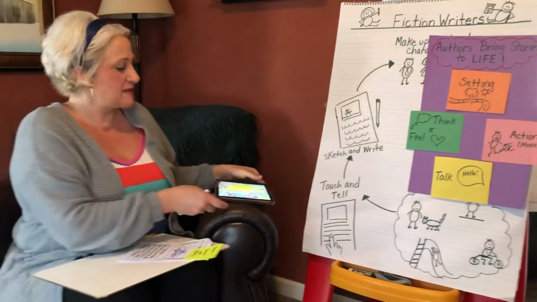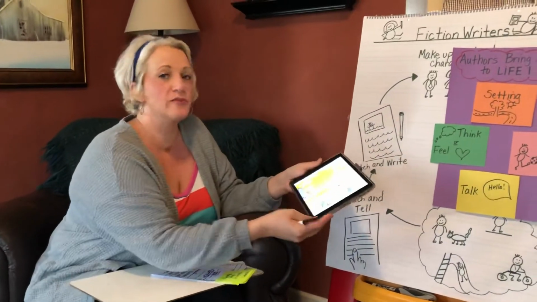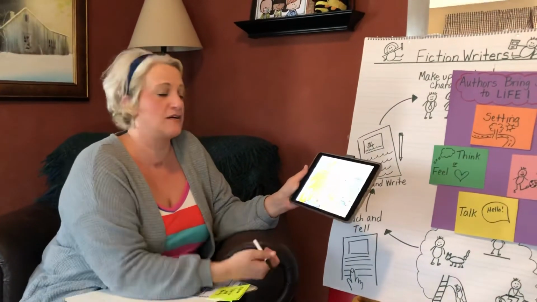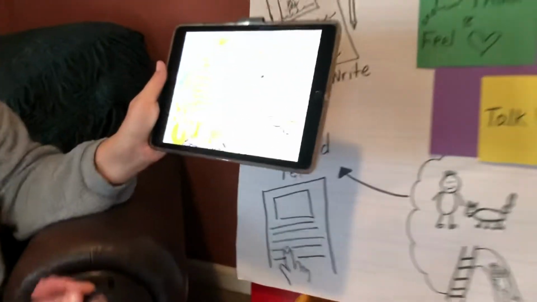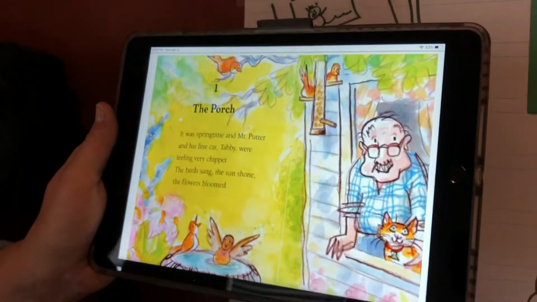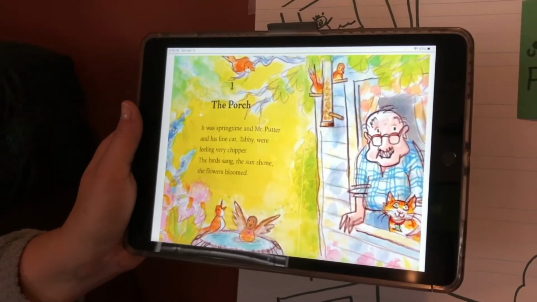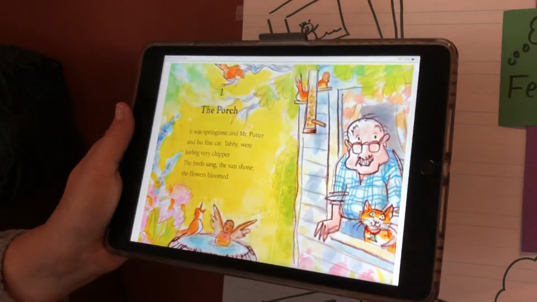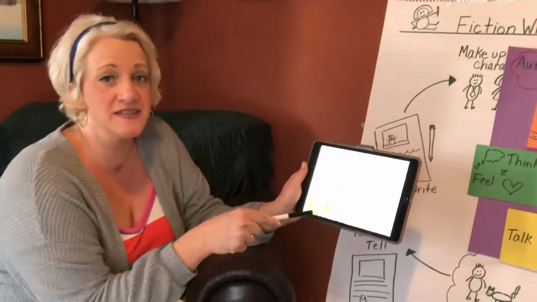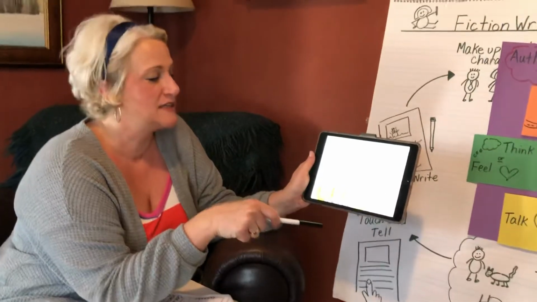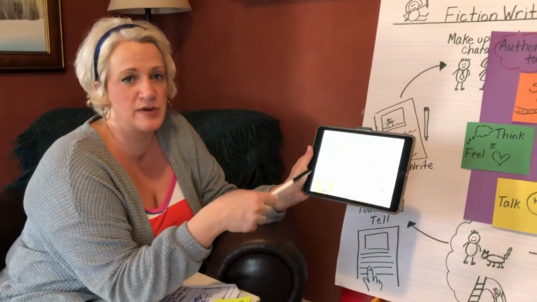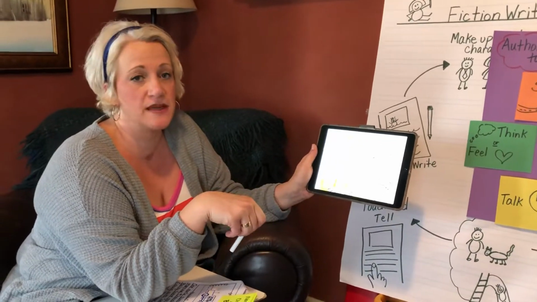So I thought we could take a look at a book that you probably read yesterday for our read aloud. If you didn't, then you probably want to go back and read this book. It's another Mr. Putter and Tabby book. Chapter 1 of this book is called The Porch. We're going to take a look at how this fiction book starts out and see if there's anything they did to bring the setting to life so we can do the same thing in our book.